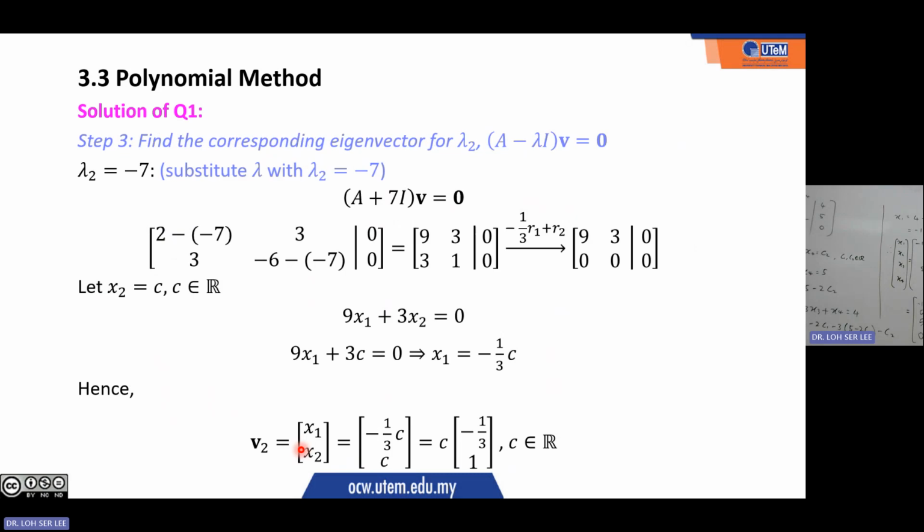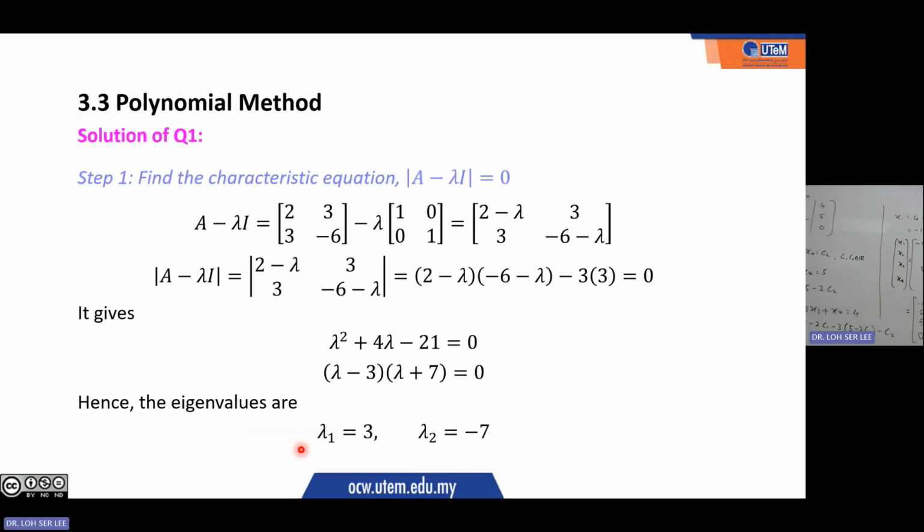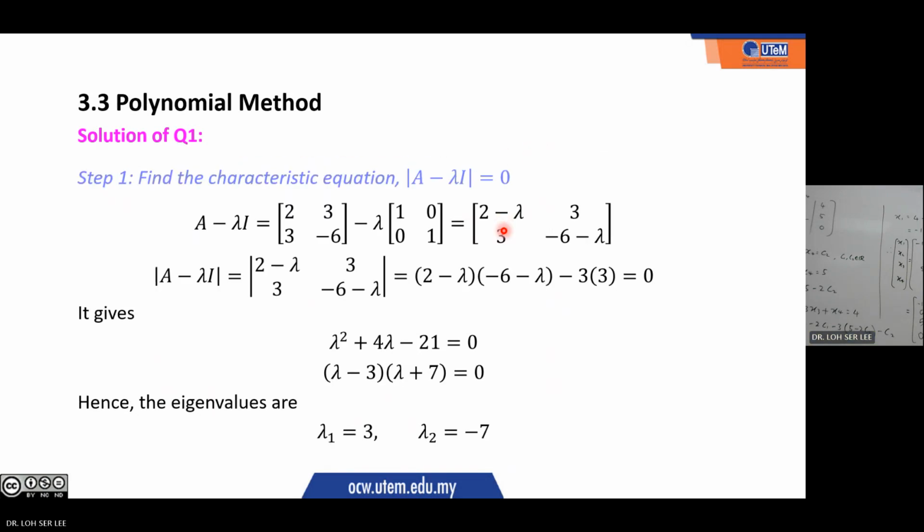Okay, next we look at how to get the corresponding eigenvector. We're back to question number 1. After you get the eigenvalues, the first eigenvalue is 3. Lambda 1 is 3. Now we want to solve this for V. So this lambda is 3, which means we substitute this lambda by 3.